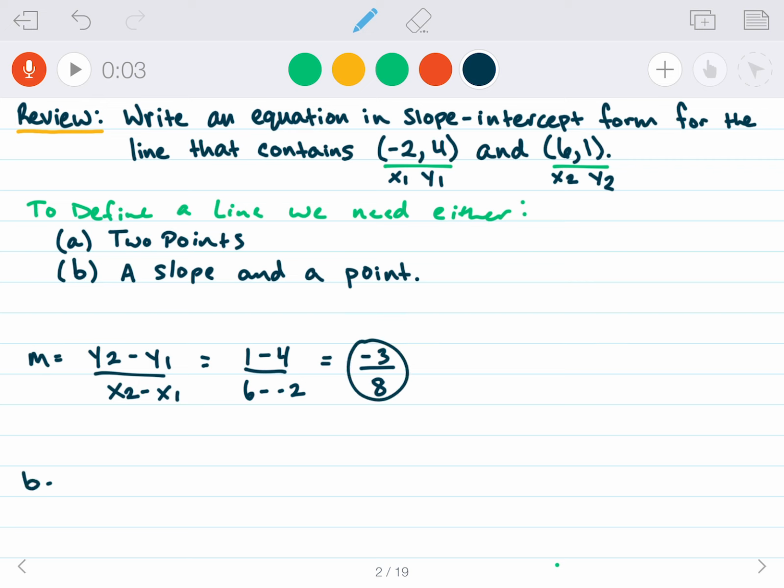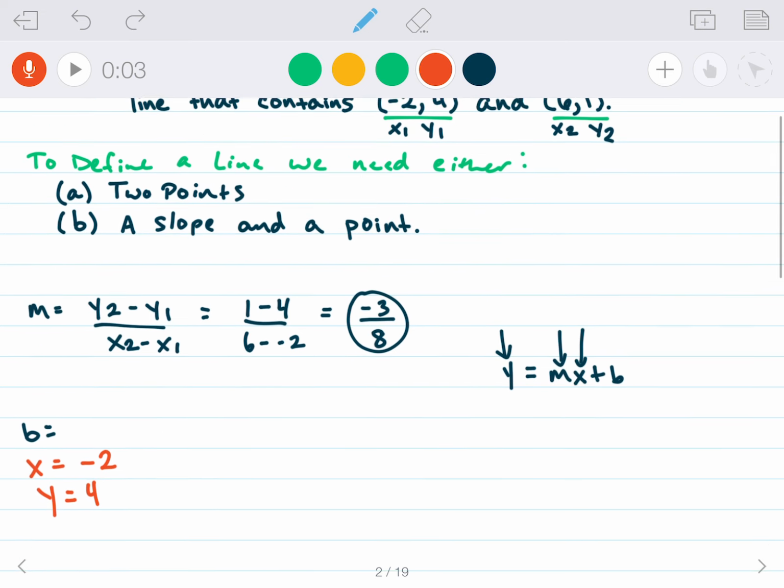And the next thing we need to do is figure out what our y-intercept is. We can figure that out because we know our generic slope-intercept form is y equals mx plus b. We know a y, we know m, we know x, and now all we need to do is figure out what b is. So you can use either this point or this point as x comma y, it doesn't matter. I'm going to use the first point. I'm going to say, okay, so x is -2 and y is 4. We could have easily said x is 6, y is 1 from this point, but I'm choosing to use the first point.